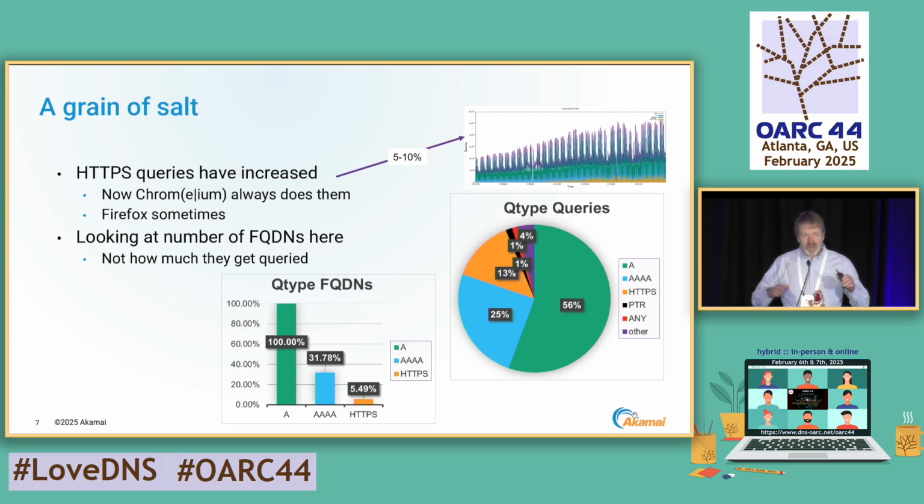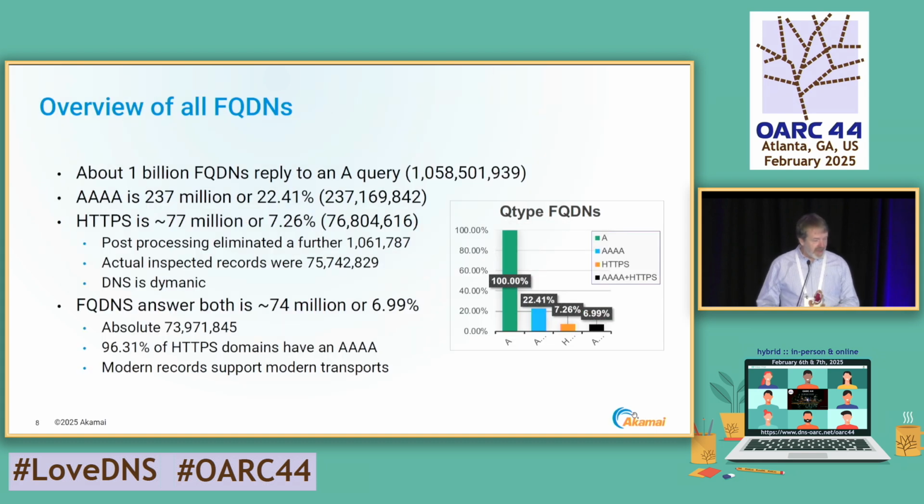So the numbers you'll see don't say anything about popularity, but it is a really wide look at what exists out there. With that, I got roughly 1 billion FQDNs that respond to an A query. From that, AAAA, or IPv6, is 22%. Well, could be better, but still. HTTPS, being a really, really new record, is something like 7%, and I think that's kind of a lot when you think how young the record type is.